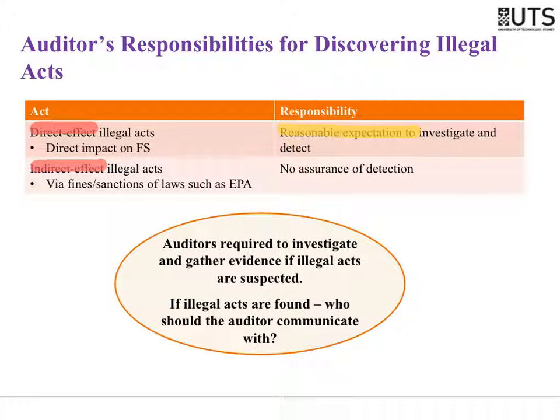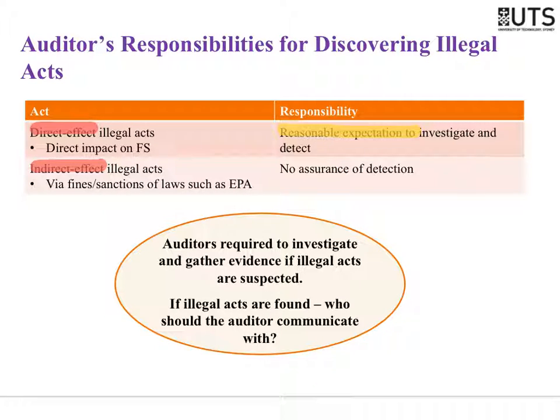So if an illegal activity comes to our attention, and we mentioned this last week, we must report it. Now, who do we report it to? It depends on what the illegal act relates to. If it's a financial illegal act, ASIC. Okay? If it's an environmental one, then the EPA, the Environmental Protection Agency. If it has to do with, what's another one?